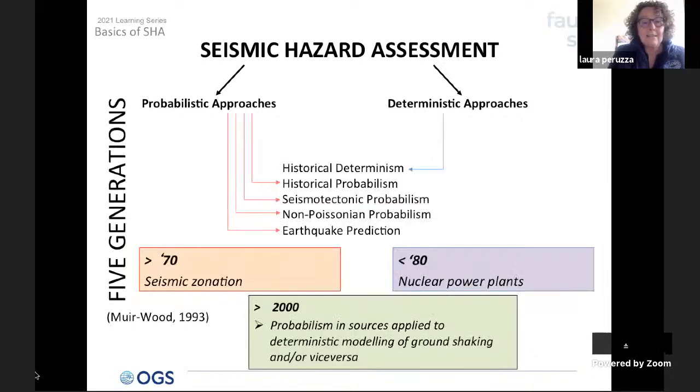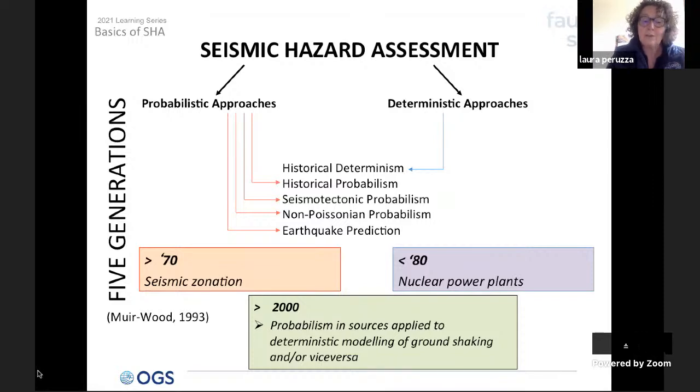In any case, the two classes survive. Probabilistic approaches were mainly used after the 70s of the last century for seismic zonation purposes. Deterministic approaches were preferred for nuclear power plants and strategic facilities, mainly before the 80s. In the new century, probably we are facing a new combination of the two ingredients, where probabilism in sources is applied with deterministic modeling of ground shaking, and vice versa.